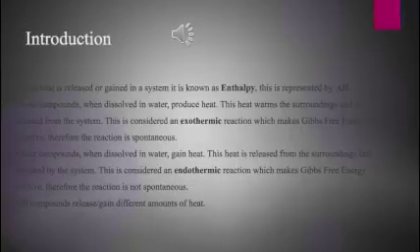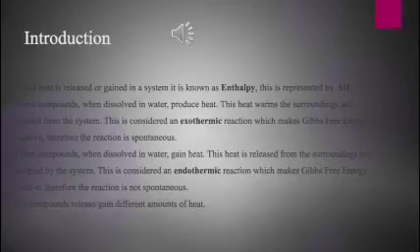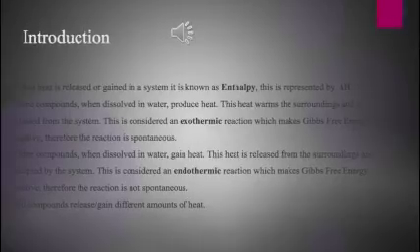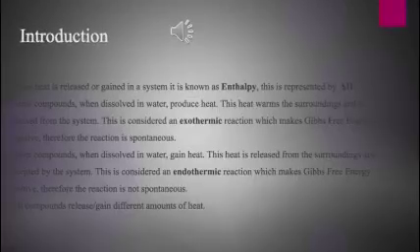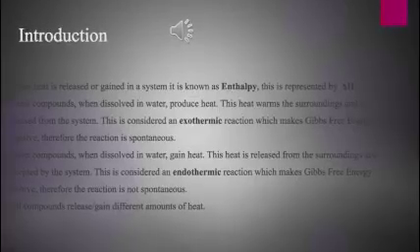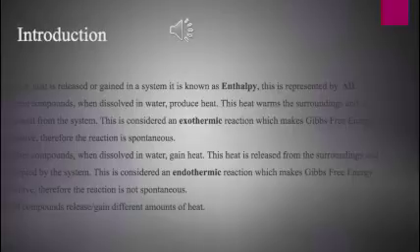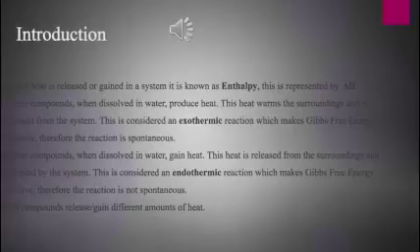Other compounds, when dissolved in water, gain heat. This heat is released from the surroundings and accepted by the system. This is considered an endothermic reaction, which makes Gibbs free energy positive. Therefore, the reaction is not spontaneous. All compounds release or gain heat in different amounts.